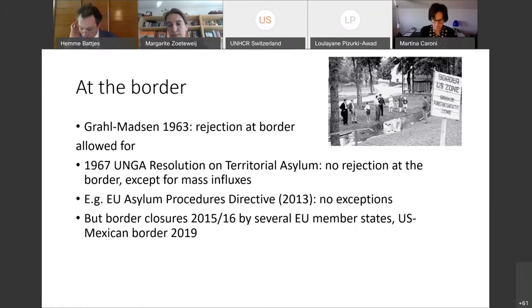So this happens without an outcry of indignation from, for example, the European Commission or other states. So in law, the principle is accepted. State practice is often defiant. Next slide, please.